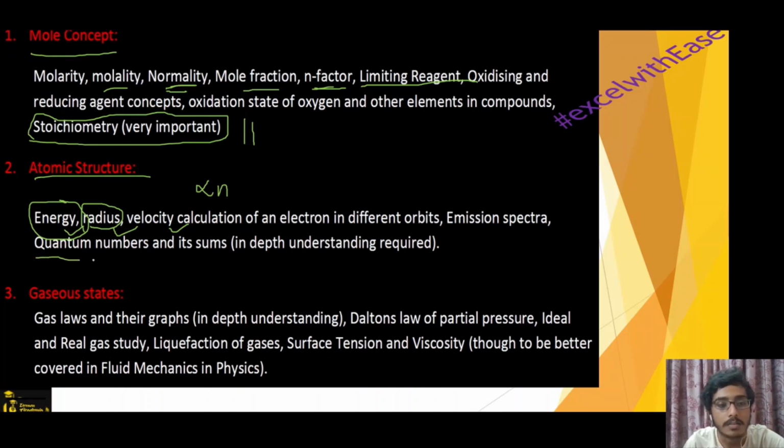Then the next important part for WBJEE is quantum numbers and their sums. Here you are given a random element. I also told this in the case of the periodic table last day when I was discussing inorganic chemistry. You may be given a random element and asked about the number of electrons in its d orbital, or about the quantum numbers of the last electron. For that you must have a good understanding of quantum numbers. Apart from that, the Bohr atomic model and the quantum mechanical model along with emission spectra are important for WBJEE.